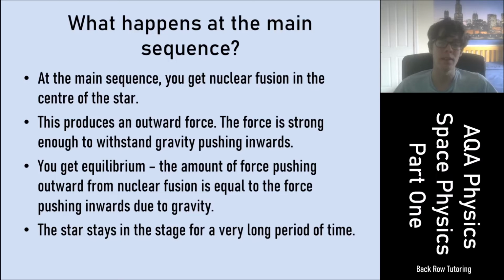At the main sequence, you get nuclear fusion in the centre of the star. This produces an outward force. The force is strong enough to withstand gravity pushing inwards. You get something called equilibrium. The amount of force pushing outward from nuclear fusion is equal to the force pushing inwards due to gravity. The star stays in this stage for a very, very long period of time. So it burns through hydrogen, fusing it into helium for a very long time.